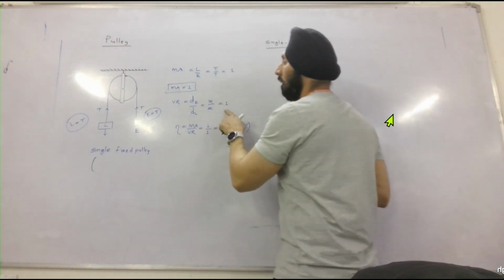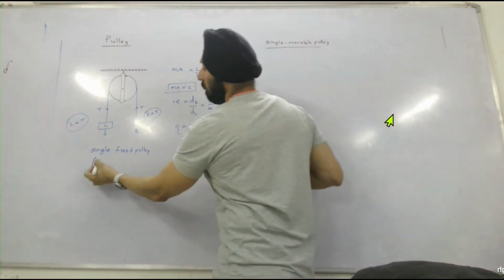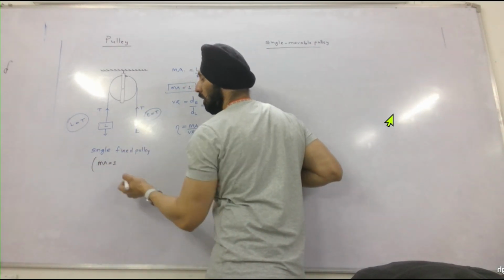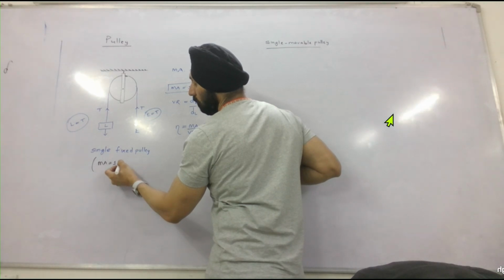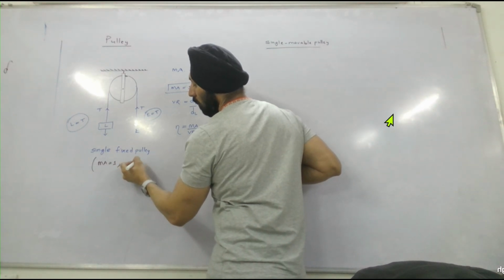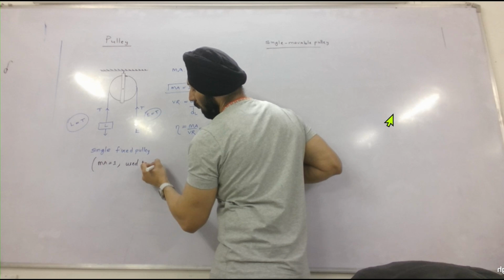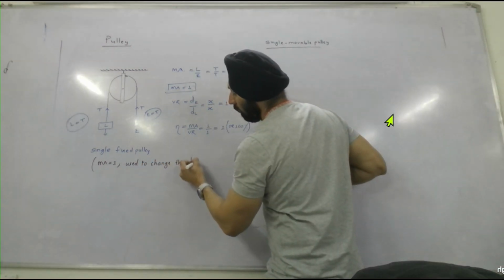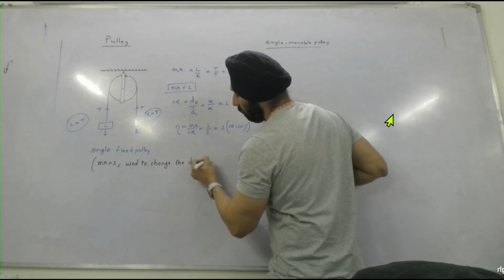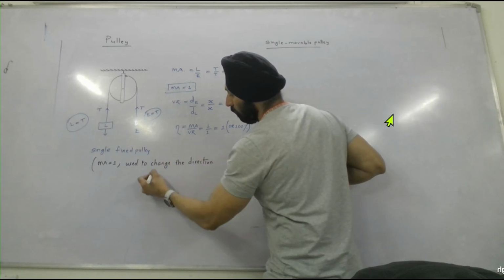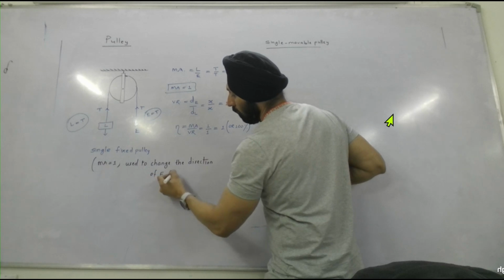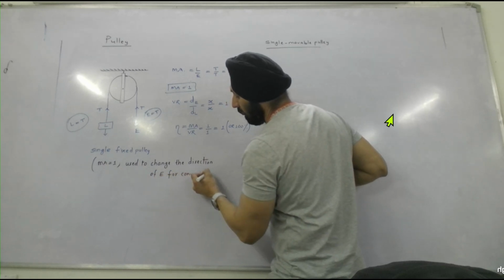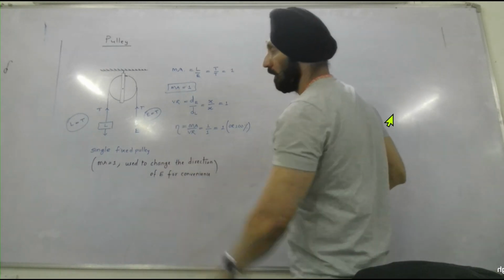MA is 1. What is the function of the one I told you about? What was the function? Used to change the direction of effort for convenience. The diagram is given to you in the exams. They ask you what is the function of this pulley. Plus 1 mark like that.